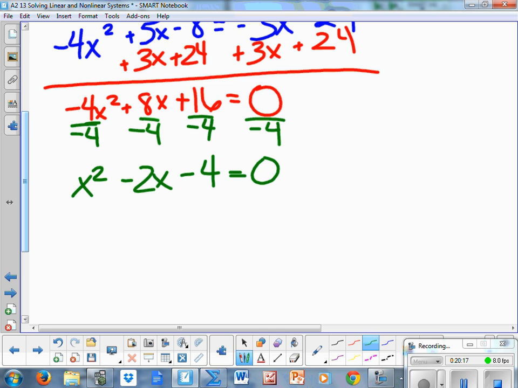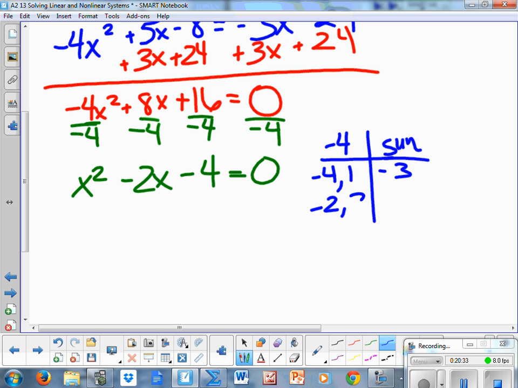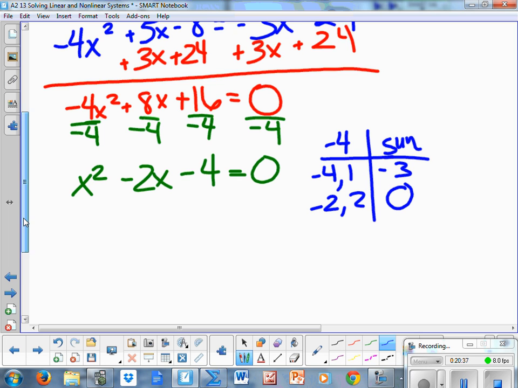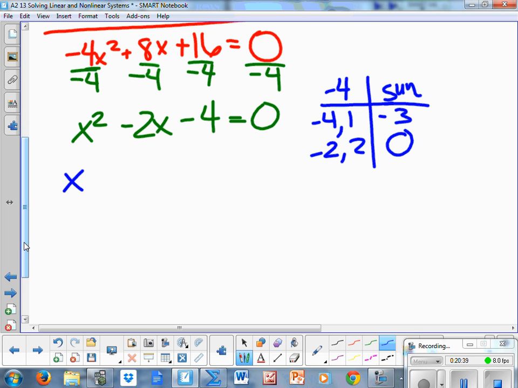Now I'm going to look and see, can I factor here? I already told you that we couldn't. Factors of 4 that add up to negative 2: negative 4 and 1 give me negative 3. Nope. Negative 2 and 2 give me 0. So neither of those work, and I'm going to use the quadratic formula to solve for my x.